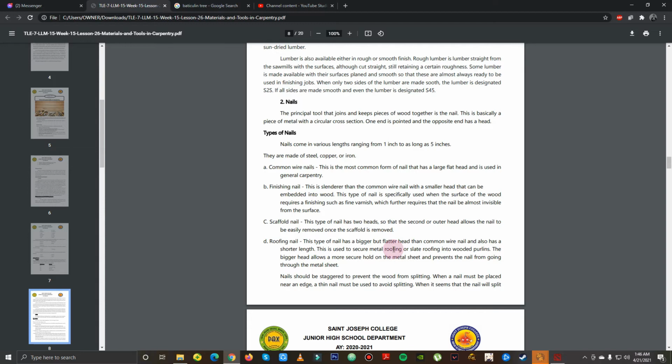The roofing nail, this type of nail is a bigger but flatter head than a common wire nail. It also had a shorter length. This is used to secure metal roofing or slate roofing into wooden purlins. The bigger head allows a more secure hold in the metal sheet and prevents the nail from going through the metal sheet. Okay, so why does this roofing nail have a big head? You can see this kind of nails on your roof, on the roof of your houses.